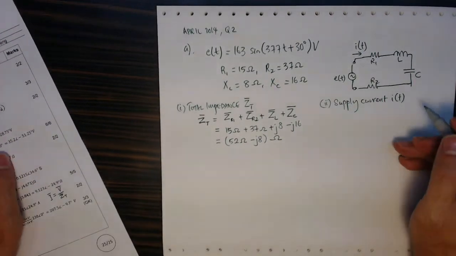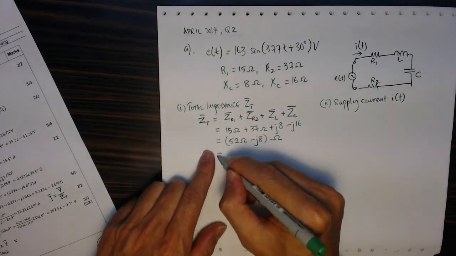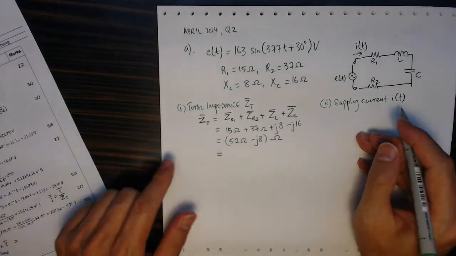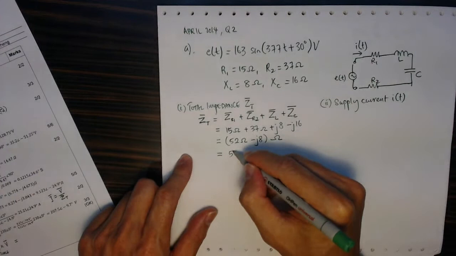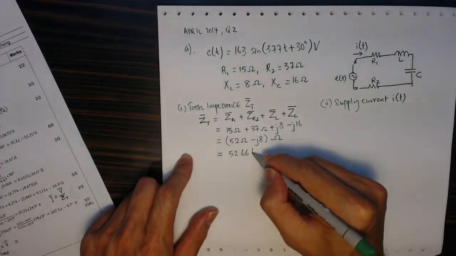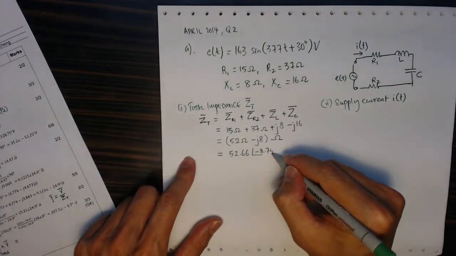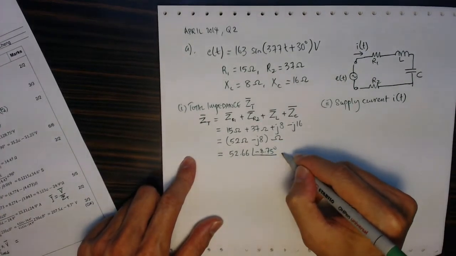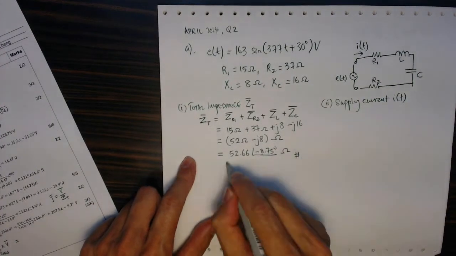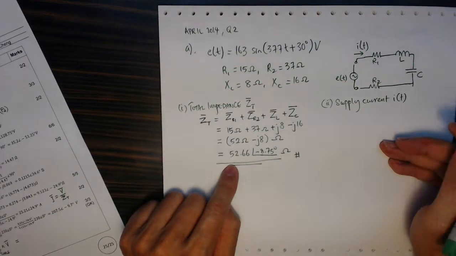Now the question wants me to convert this to the polar format, right? So using your calculator, you should be able to get 52.66 at an angle of minus 8.75 degree ohms. That's the impedance in polar form.